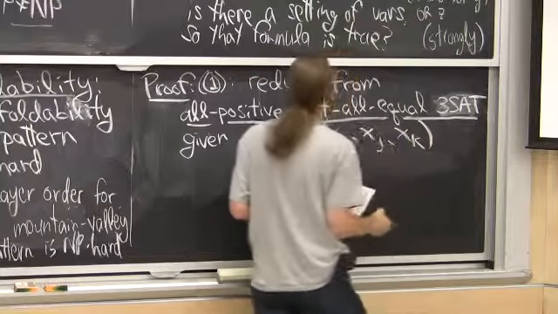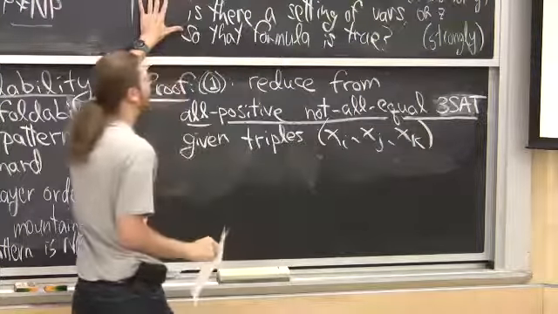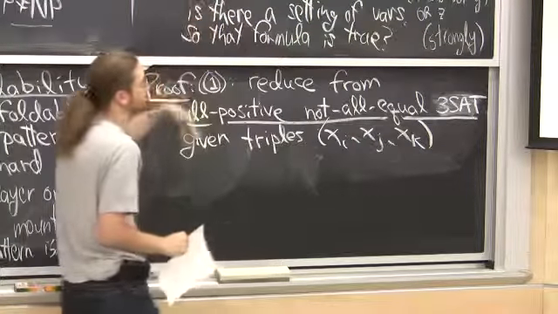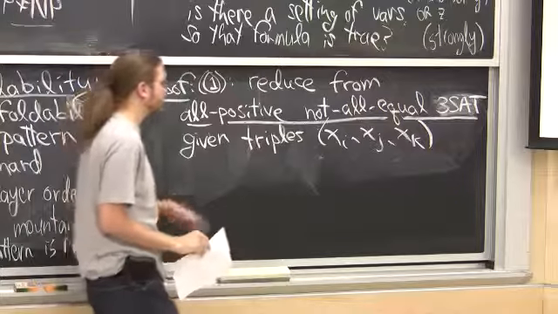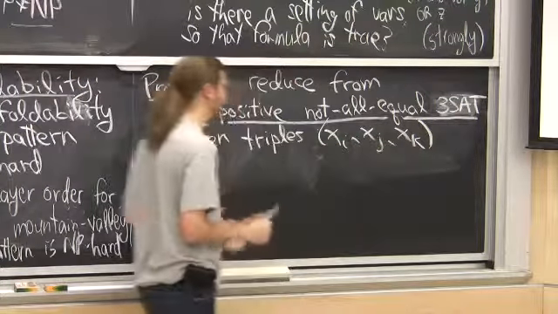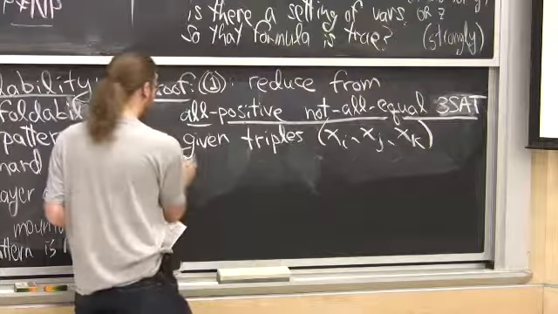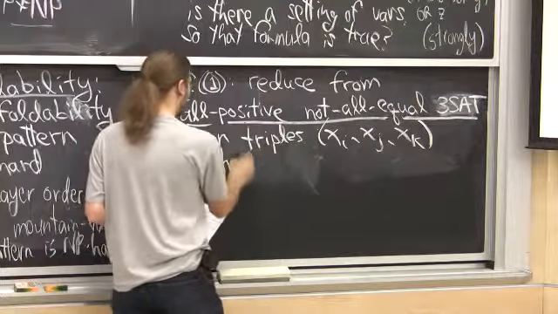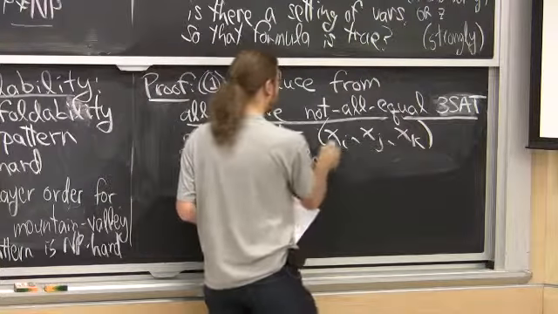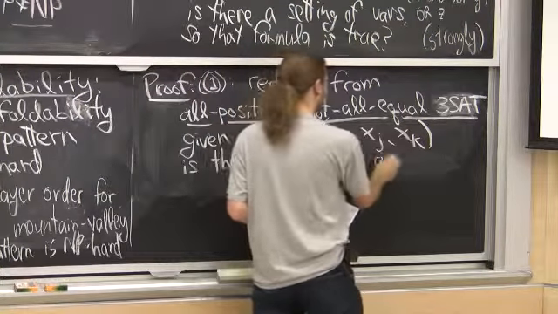It's a version of SAT, but instead of giving a Boolean formula, it's really a Boolean formula, but I'm going to think of it in a simpler way, which is I give you a bunch of triples of variables, like xi, xj, xk, and I want to know, is there a Boolean assignment to those variables? I want to set each of them to true or false.